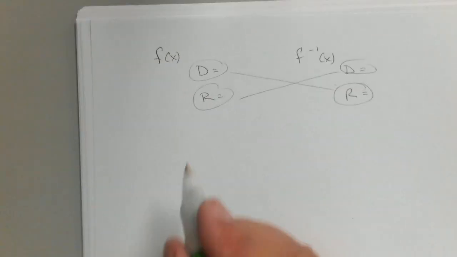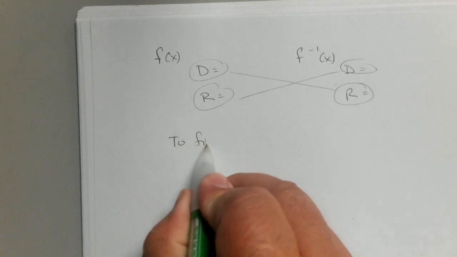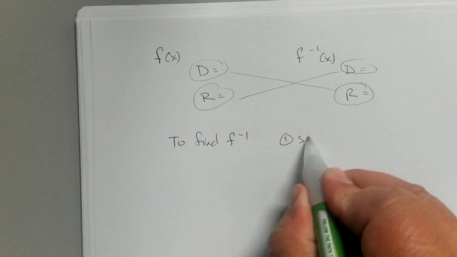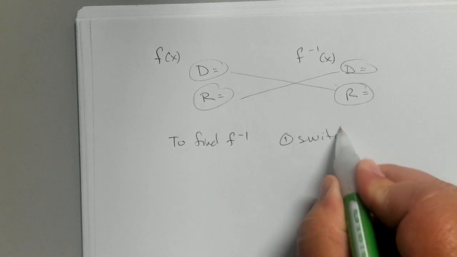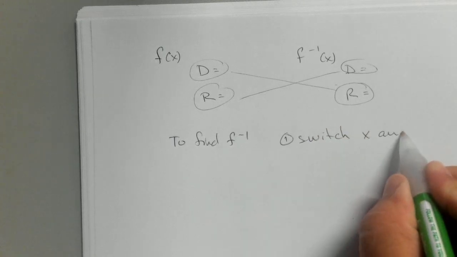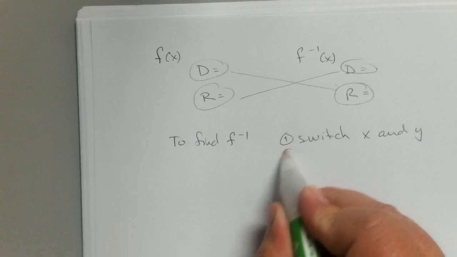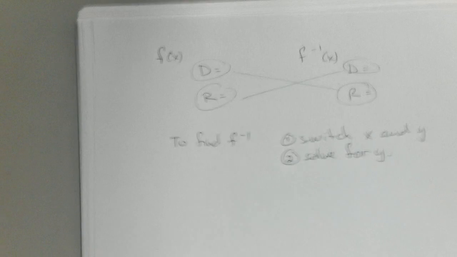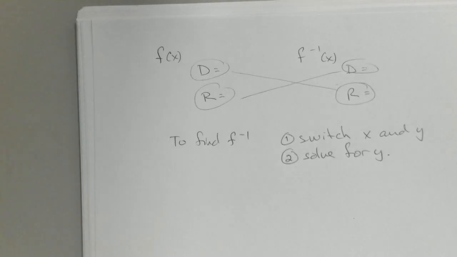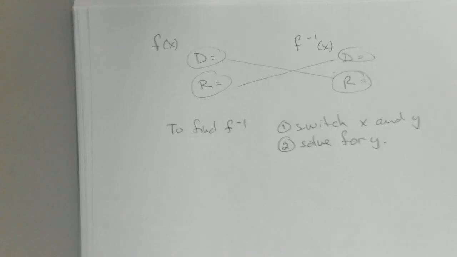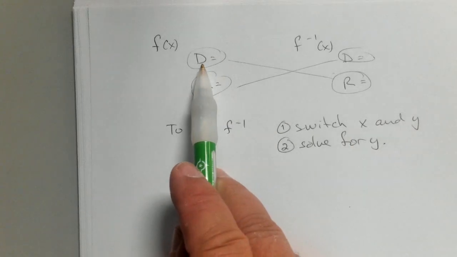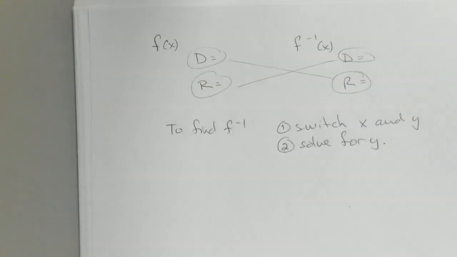The steps to find the inverse, only 2 steps. Switch x and y, then solve for y. That's all it takes to find the inverse. Because of switching x and y, the domain of the first one is the range of the second, and the range of the first is the domain of the second.